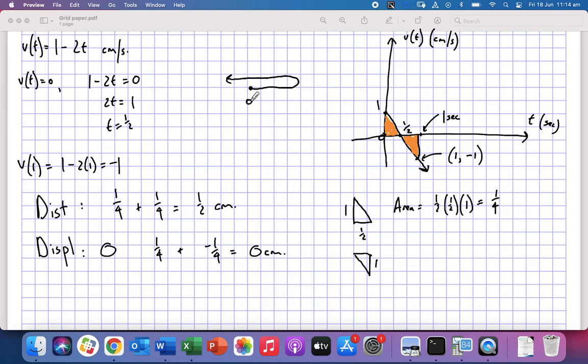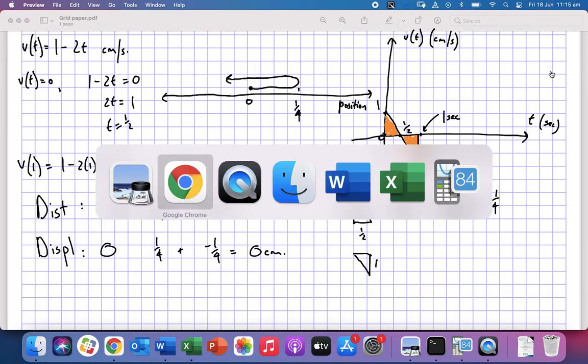So this is 0, this is at a half, a quarter. The motion diagram is graphing position, so we're looking at position in centimeters. So you went a quarter centimeter and you came back a quarter centimeter, right? Which is what I've got in my numbers here. So that's done. Let's now check it out with the calculus.